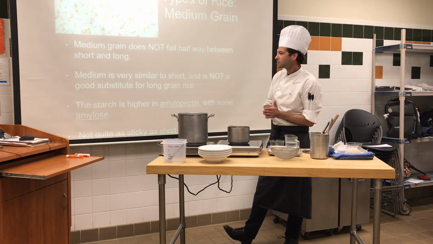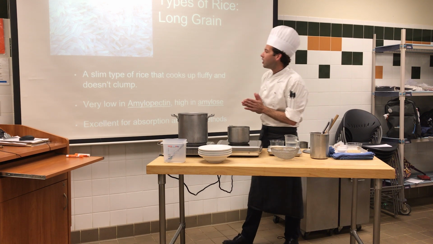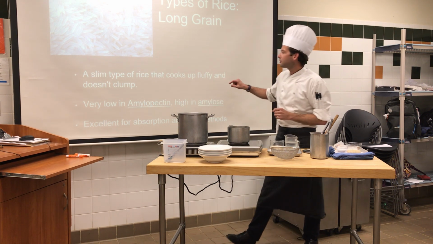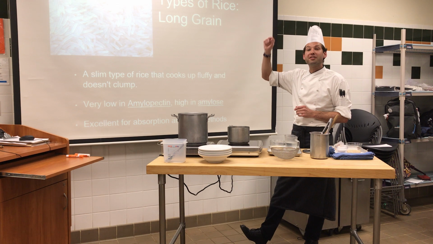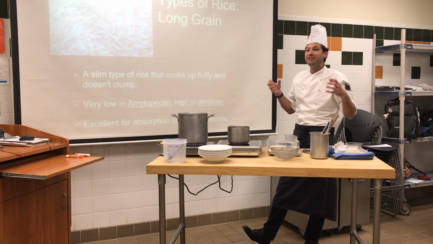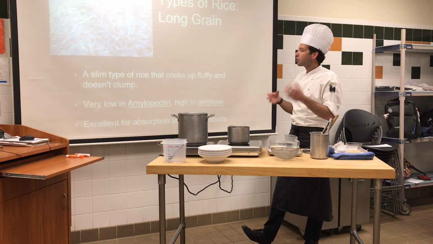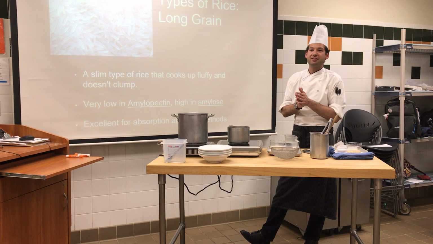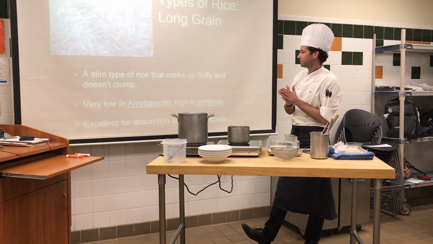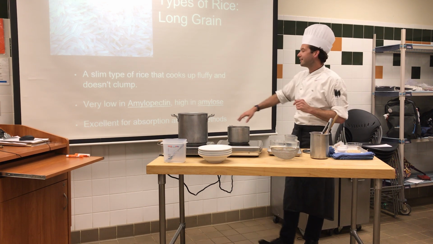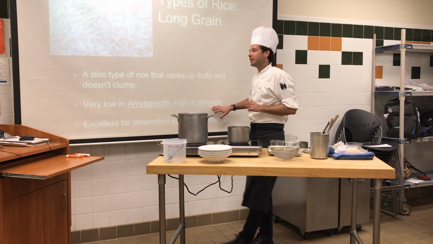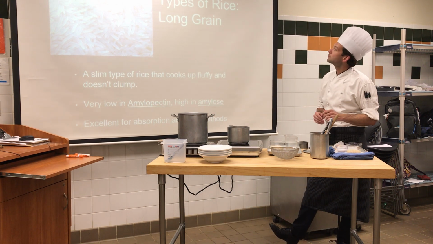Okay, next one. All right, and then we have our long grain rice. This is a slim type of rice that cooks up fluffy. It doesn't clump. In other words, it's not sticky. It retains its own carbohydrate structure. It doesn't share it with its other rice grain friends. Okay? Low in amylopectin and high in amylose, the carbohydrate that is not sticky.